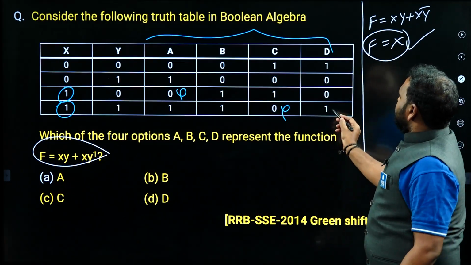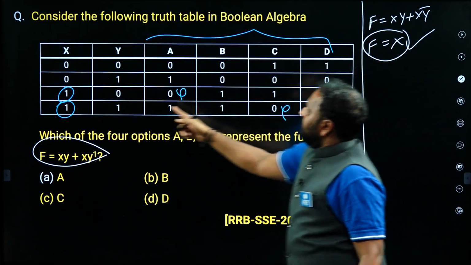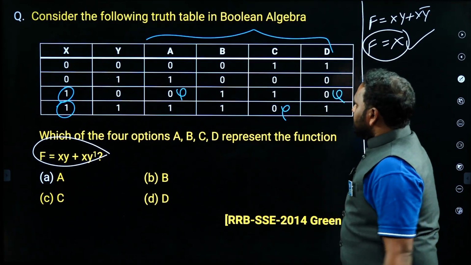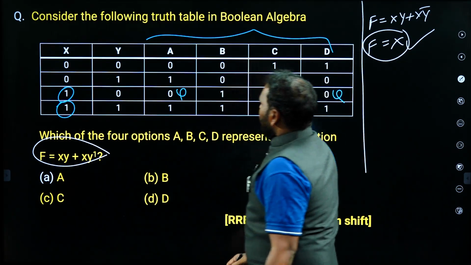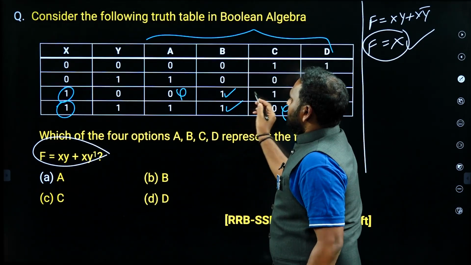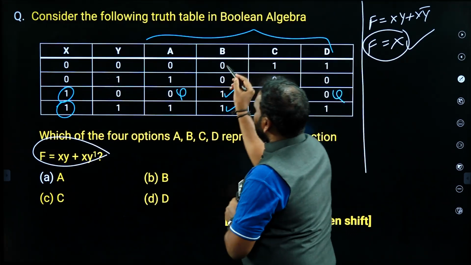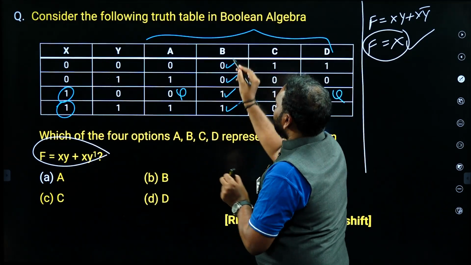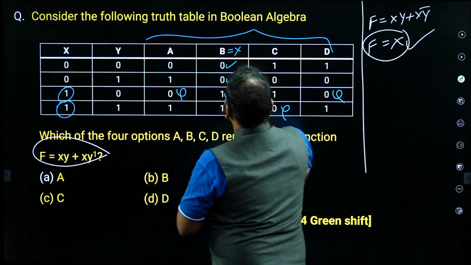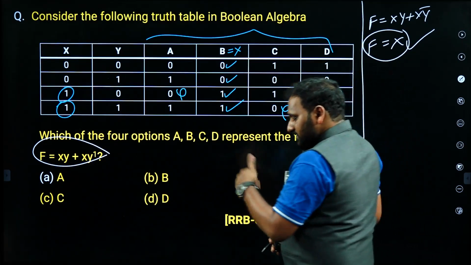But sir, this is 1. Yeah, but the value of D is 0 now. Even though x value is 1, this D value is 0. That's why I cannot select option D. But look at this. What is B? Value 1, whenever the x value is 1. Whenever the x value is 0, B value also 0. What does it mean? B is nothing but x. B is following x. He wants the similar function.